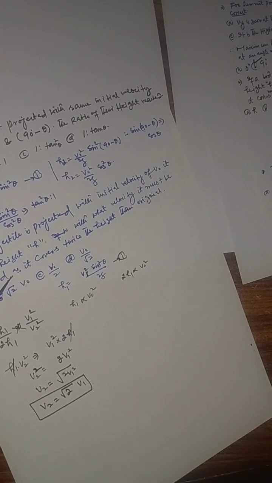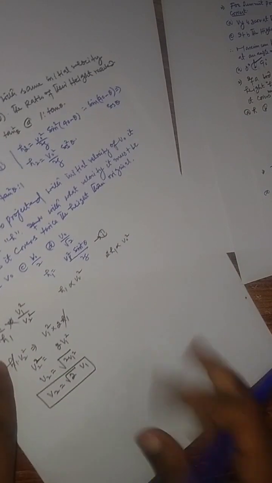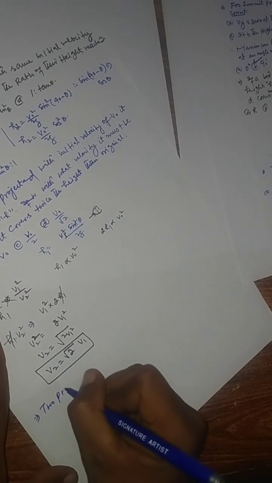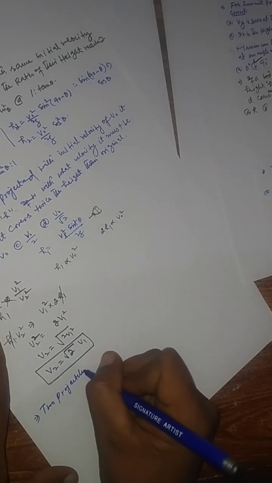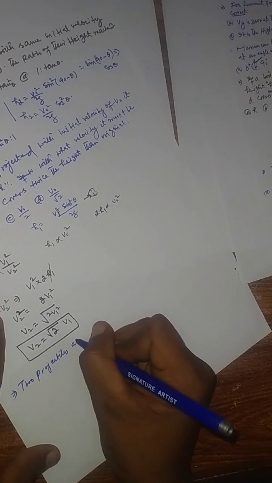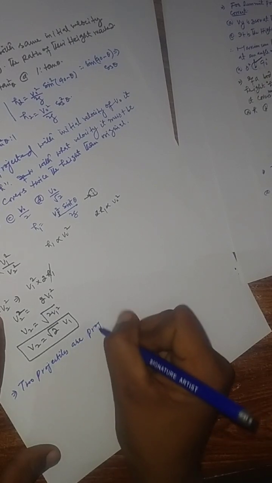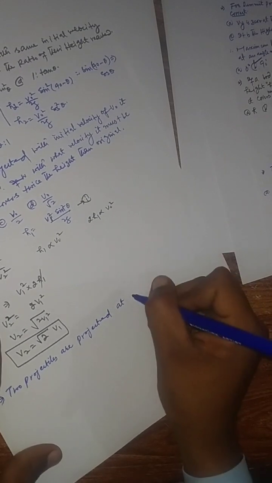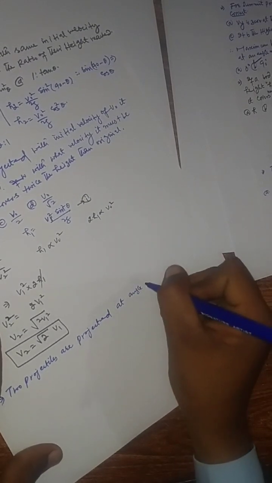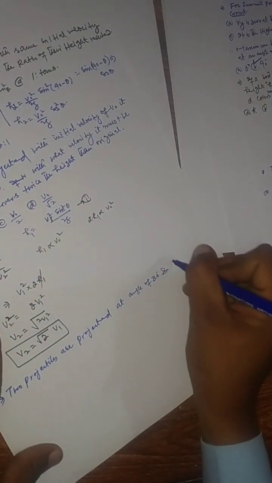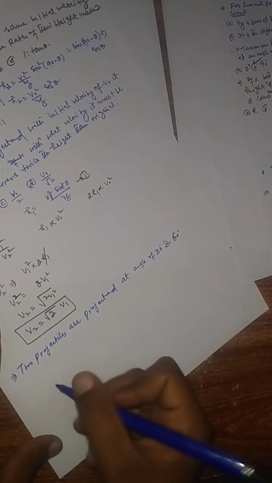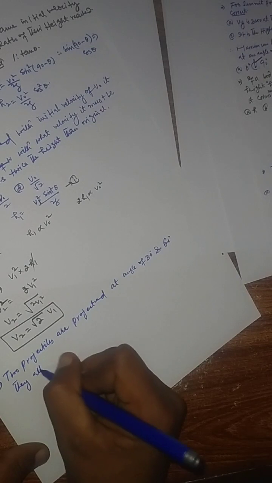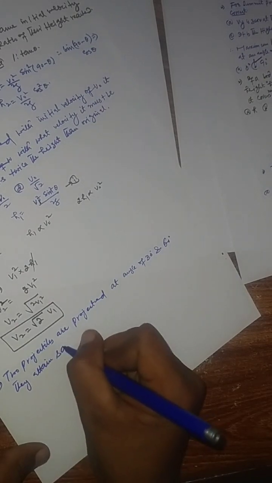Okay, or if we say two projectiles are projected at angles of 30 degree and 60 degree respectively. They attain the same height.